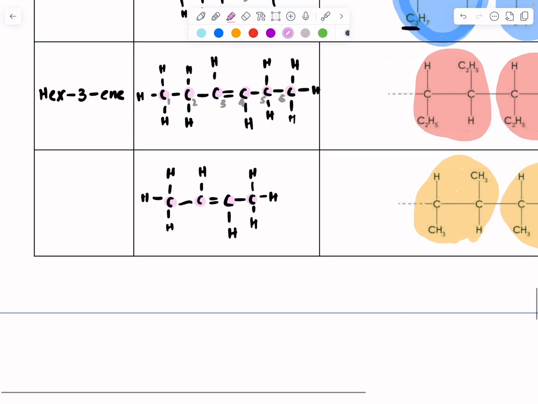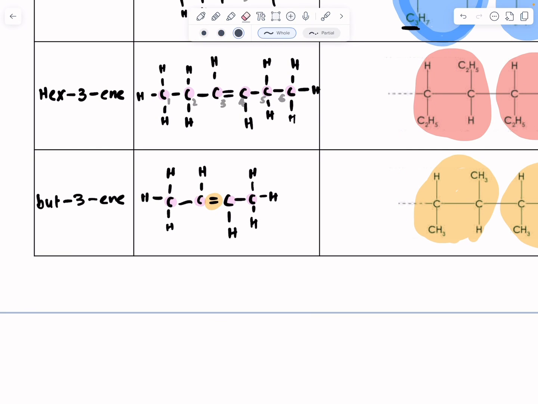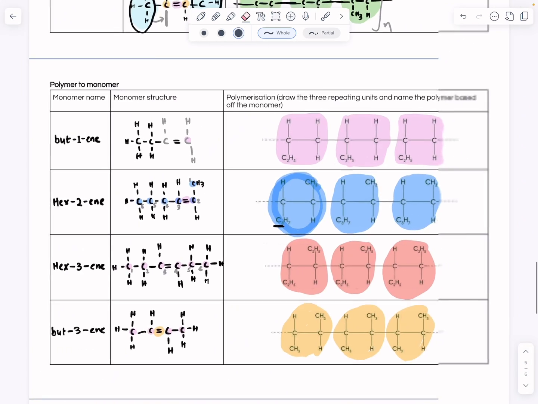So what prefix will this give us? That's right, it gives us but. The double bond is in between the second and the third carbon. Doesn't matter which way you count it because it's bang smack in the middle. So it's going to be but-2-ene. Wonderful. So that's basically your notes, okay?